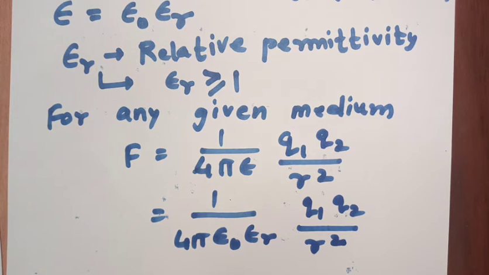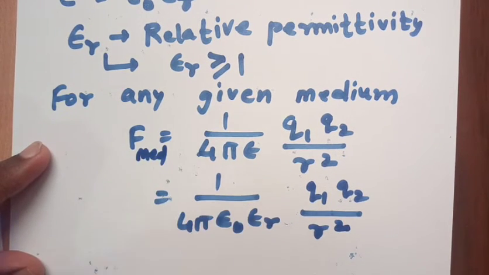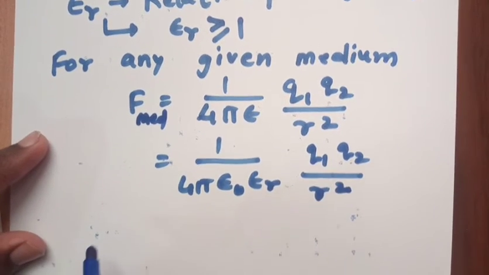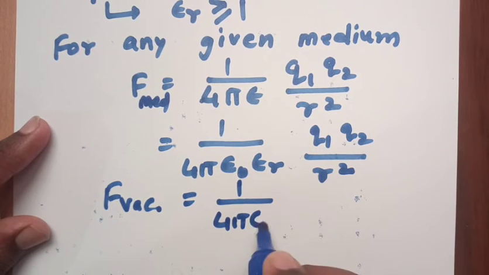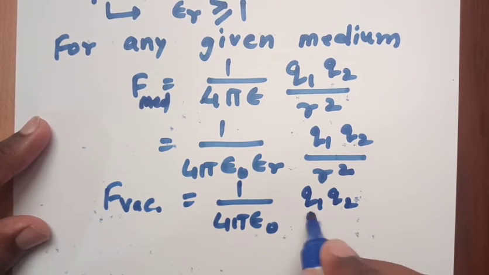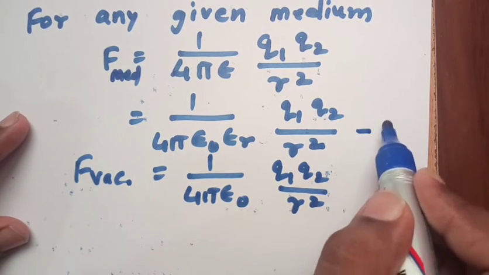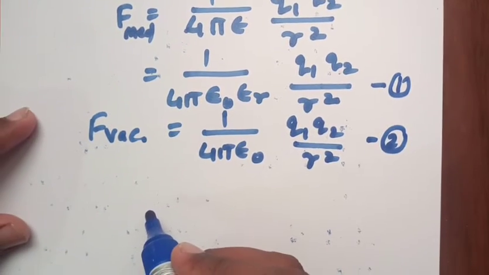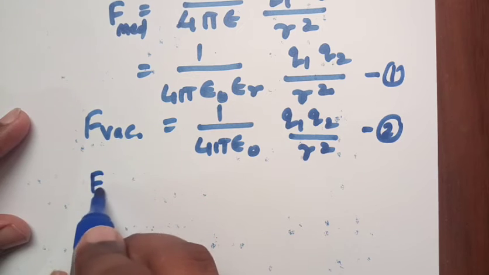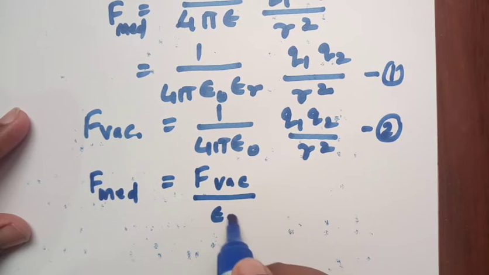Coulomb's law is medium dependent. Please remember that this is called F medium. Now F vacuum is 1 upon 4 pi epsilon naught Q1 Q2 upon R square. So when you divide 1 and 2, you will find that F medium is equal to F vacuum divided by epsilon r.